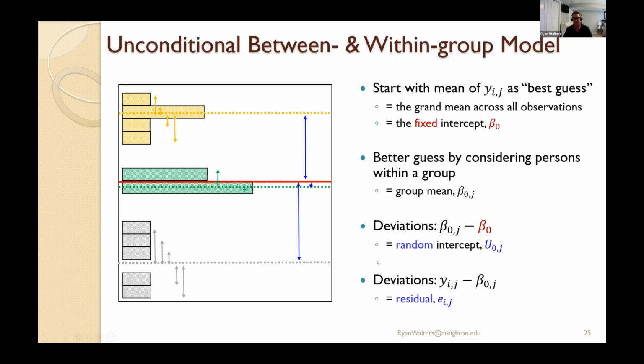The other thing we have now is the deviation of each individual observation, but it's not from the grand mean anymore. It's actually from the person's own group mean. So our residual values now do not represent the deviation from the fixed intercept to the observation. They represent the deviation of each observation from their own group's mean. So once we move into a multi-level modeling construct, we have between group differences represented by our random intercept and within group differences represented by our residual values.